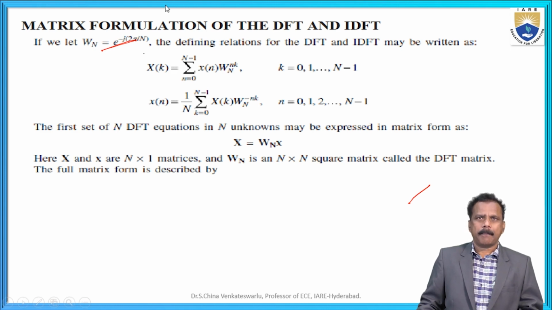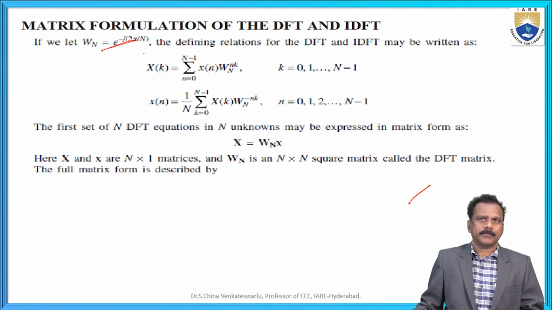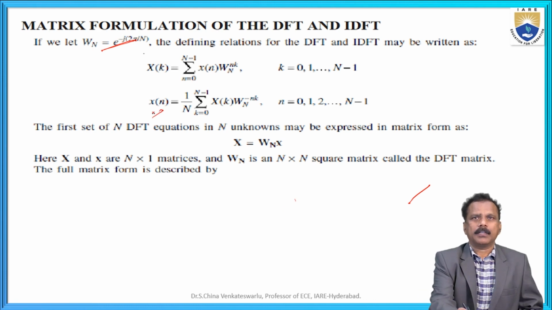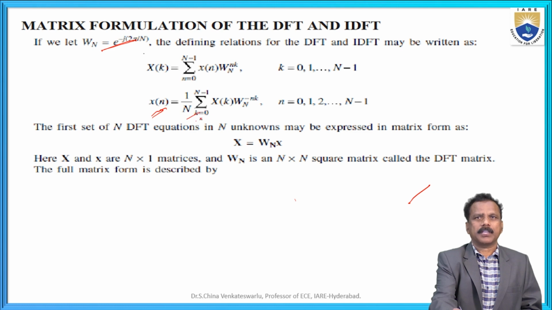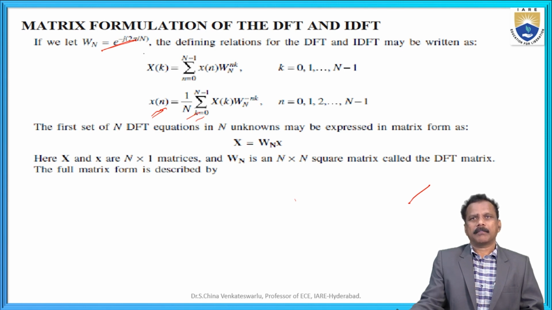X of k is equal to the summation over n equal to 0 to N minus 1 of x of n times the twiddle factor Wn to the power nk, for k equal to 0, 1, 2, 3 and so on up to N minus 1. The inverse is x of n, which is equal to 1 by N times the summation over k equal to 0 to N minus 1 of X of k times the twiddle factor Wn to the power minus nk.